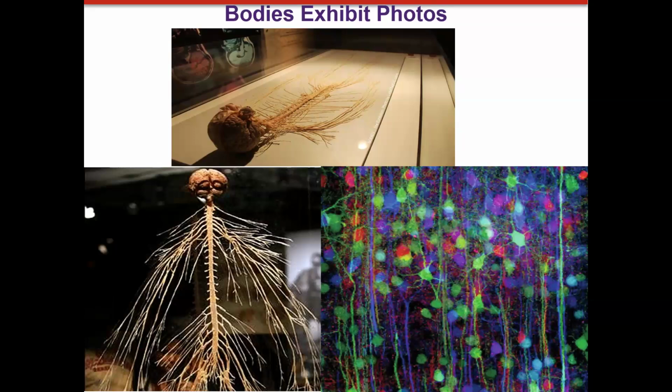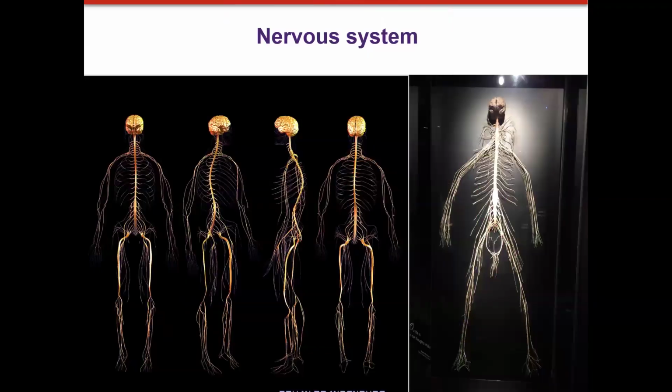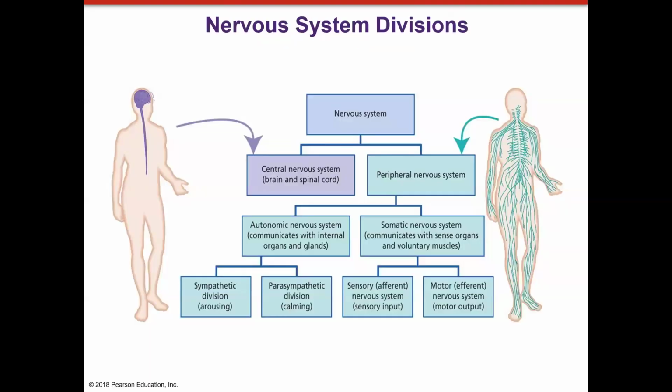Couple of cool pictures here from the body's exhibit. You can see brain and eyes and spinal cord and some of the nerves. Same thing here. We could see the brain, the spinal cord, and some of our nerves. And then this cool picture over here is a microscopic view of the nerves. Another couple of cool views here of the nervous system to keep in mind as we are looking at all of the different nerves and components.